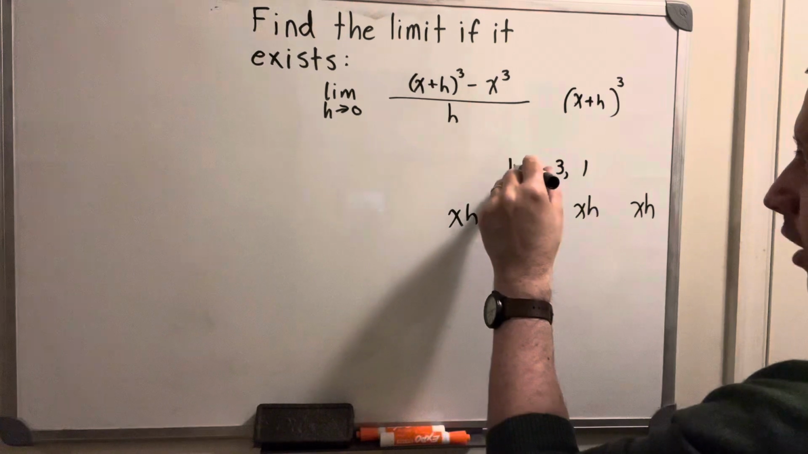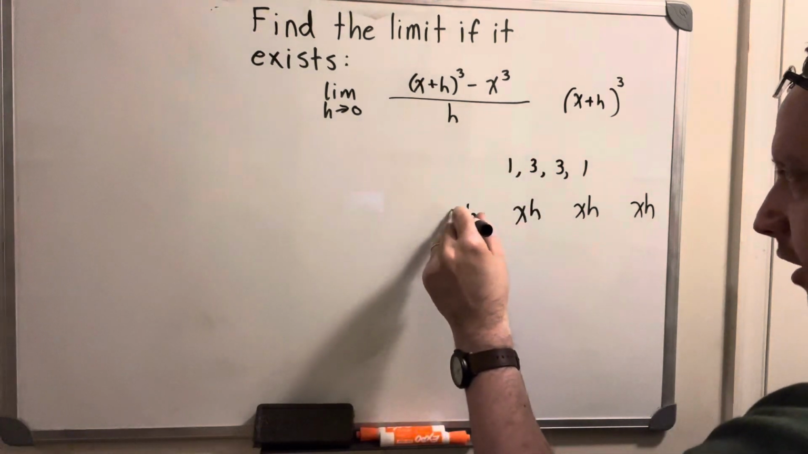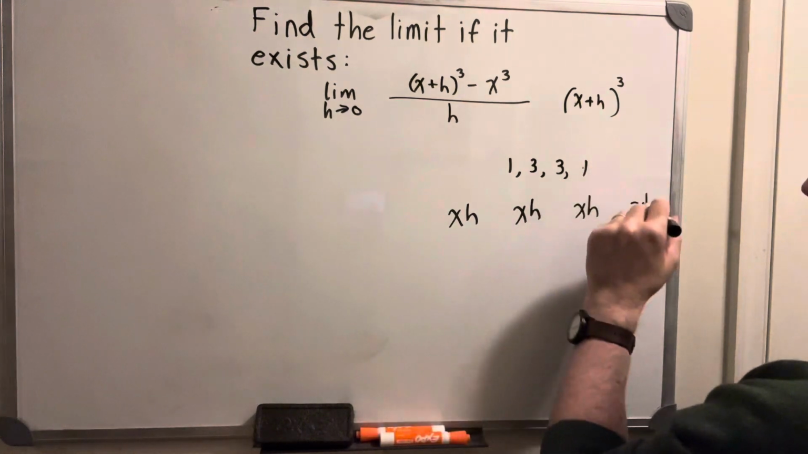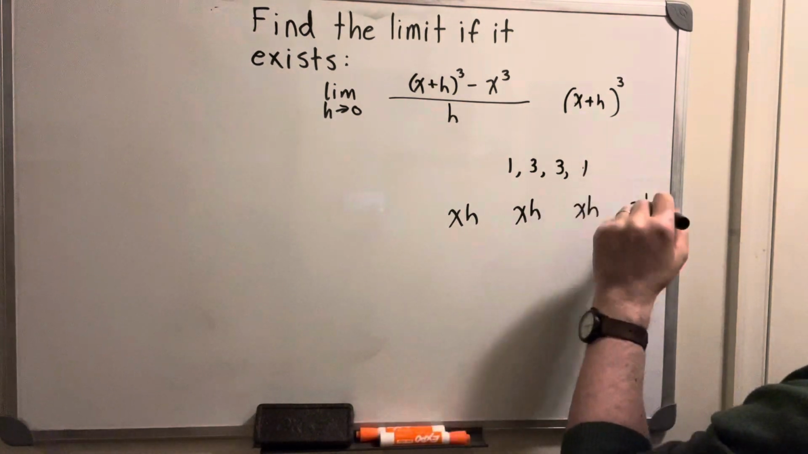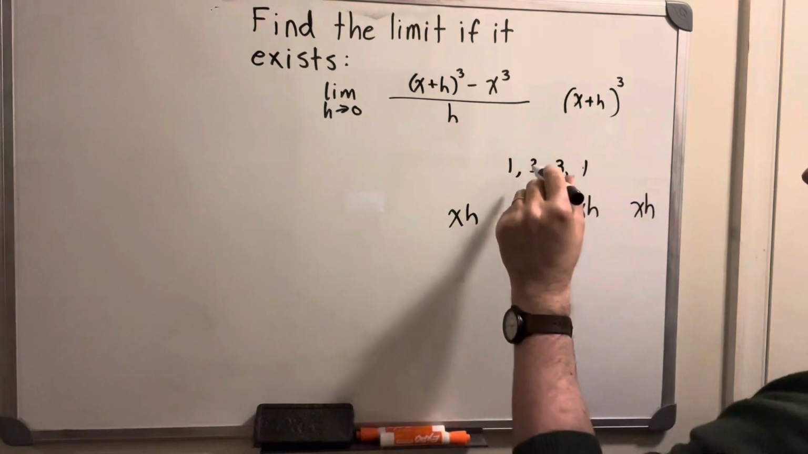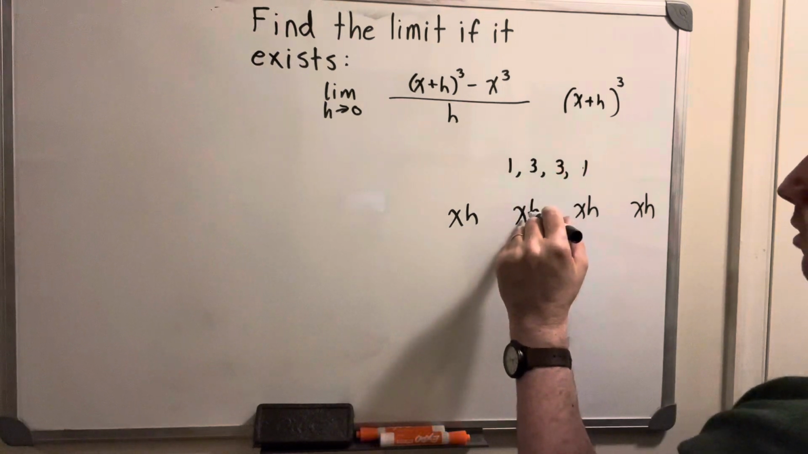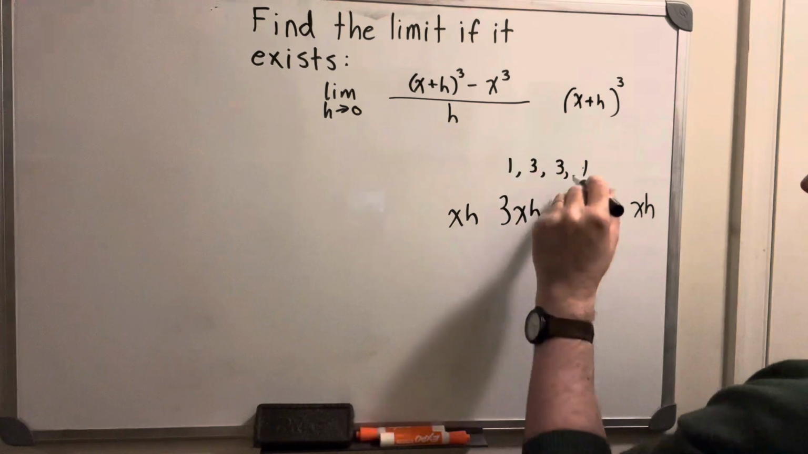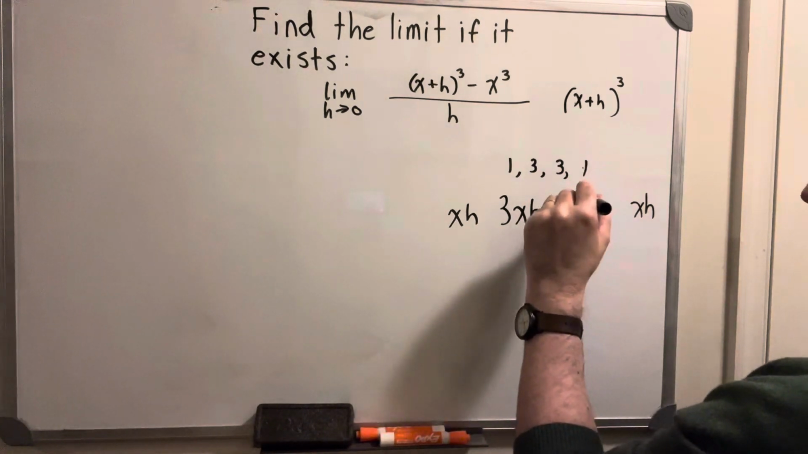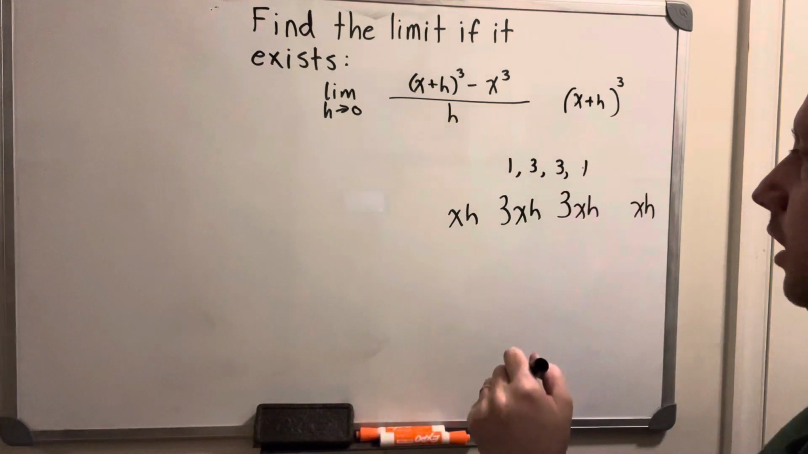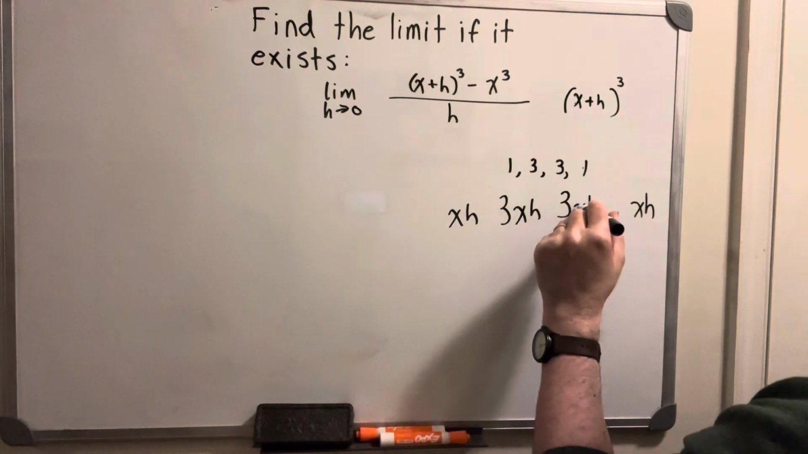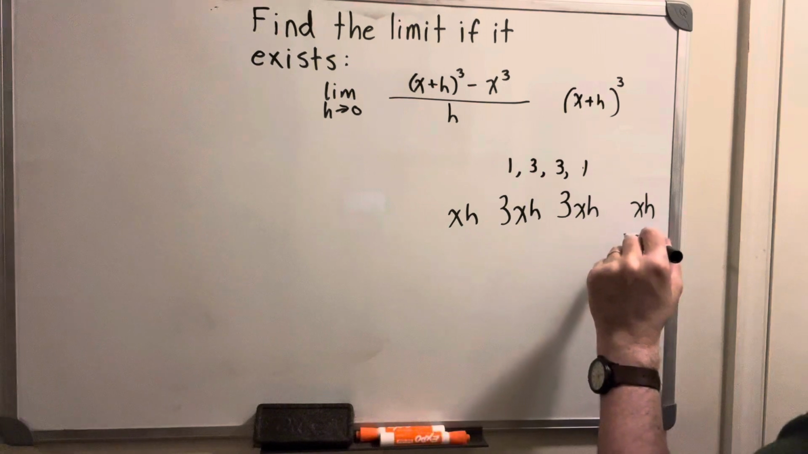But if it's a 1, I'm just going to leave it as is, because 1 times xh is just xh, right? And the fourth one, 1 times xh is just xh. But for the second one, I'm going to put a 3 here. The third one, I'm going to put a 3 here. So we've got xh, 3xh, 3xh, xh.